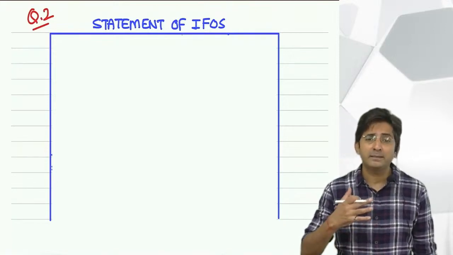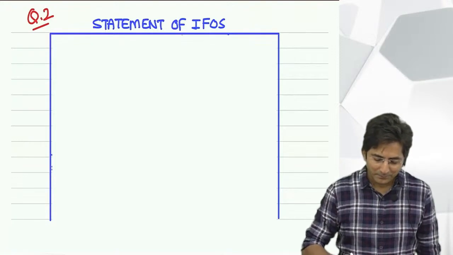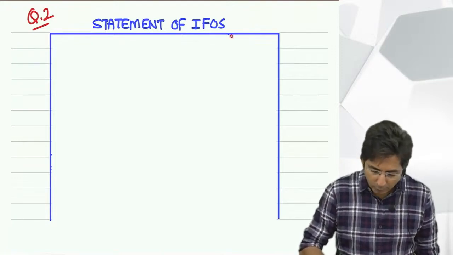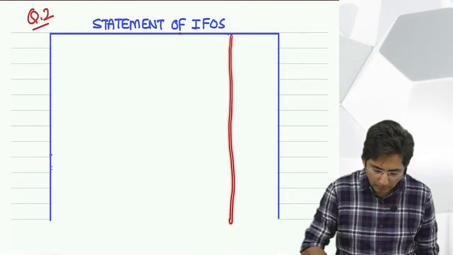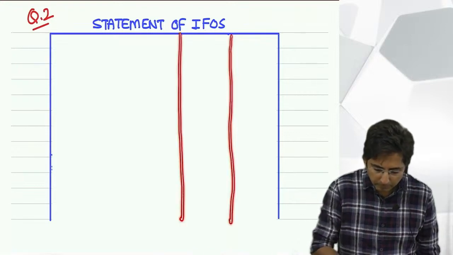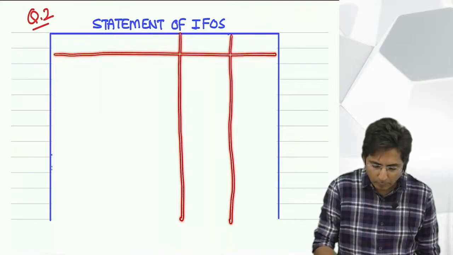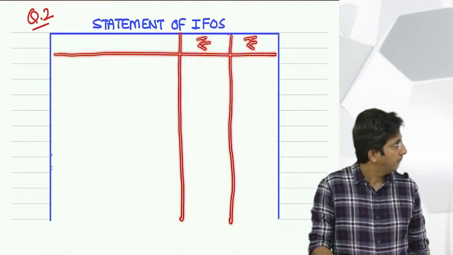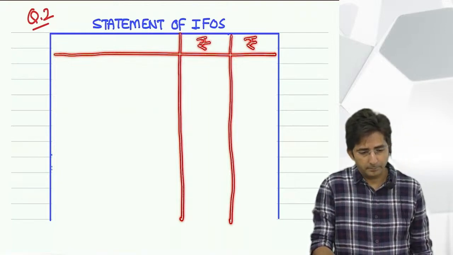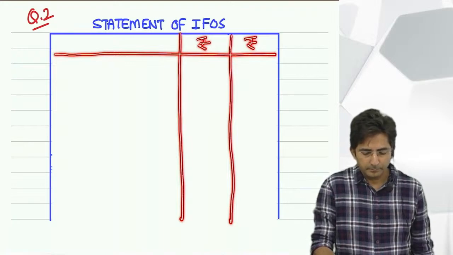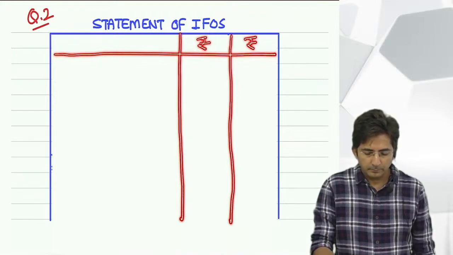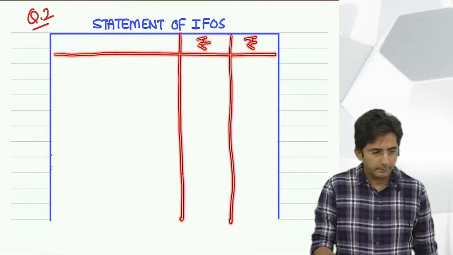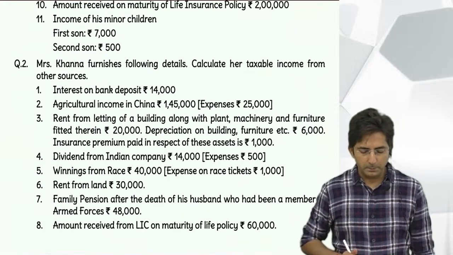Are you listening or ignoring me? So ready with the statement. See, there are two columns here. Rupees column, amount column. Inner column and outer column. Ready? Okay, then let us start one by one.